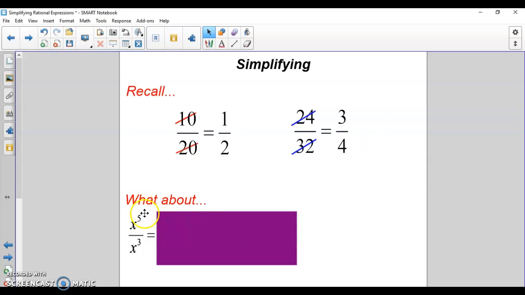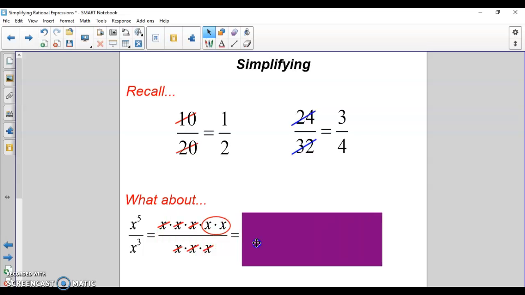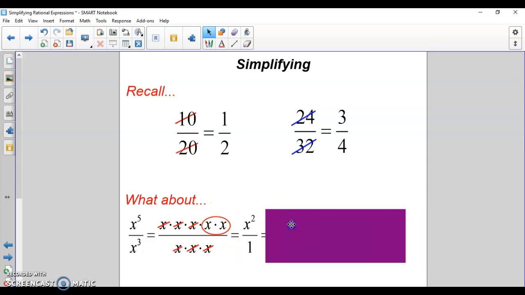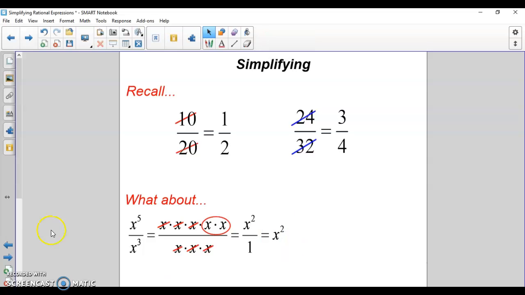Same with this. Dealing with exponents, if you guys remember, just kind of bringing some old stuff back. X to the 5th really means x times x times x times x times x. 5 x's are up top, 3 x's are on the bottom. So you cancel out 1 for 1. Cancel out these two, these two, these two. You're left with an x times x up top, which happens to be x squared over 1. When 1's on the bottom, we don't need it, so x squared is just your answer.